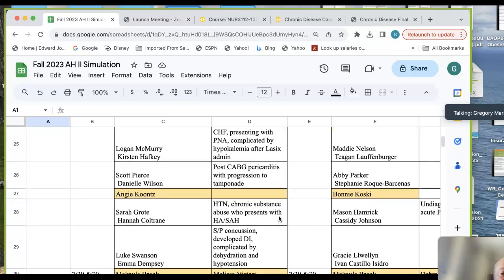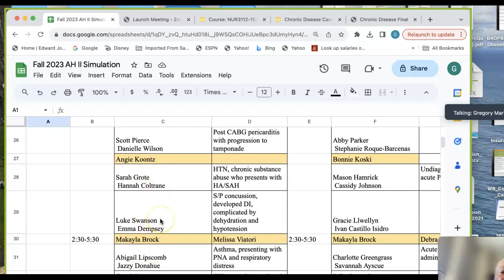And then just like Angie with you and Sarah and Luke, you're going to have Sarah, who's going to come in with hypertension and ultimately has a subarachnoid.